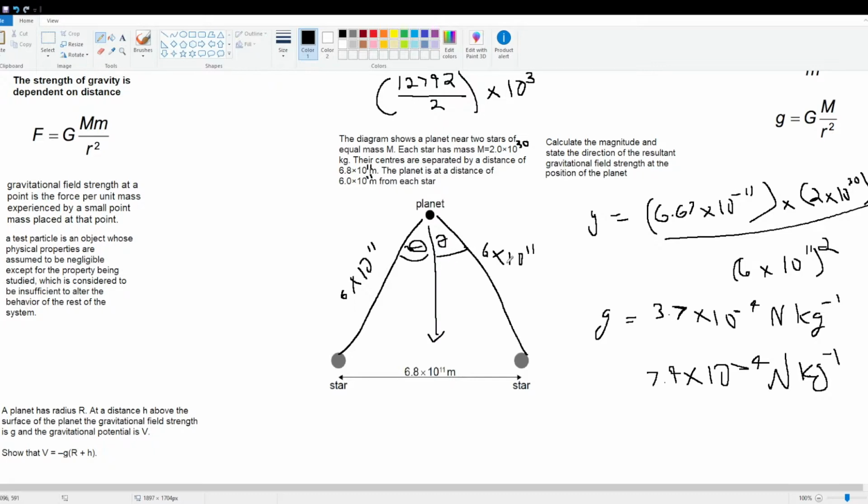Oh my goodness, I know that is terrible. And what our final resultant field strength is going to look like is this, 2g cosine theta. So we've got to find these angles, and then we've got to put that angle into this formula.